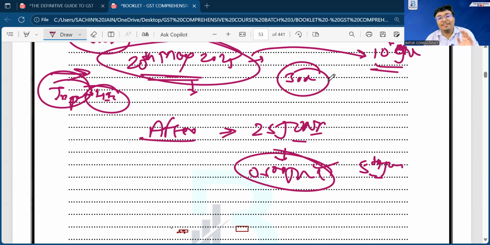Sir, how will ITC be available? ITC will be available from that day only. Sir, the supply which you have already made before taking the GST registration, and on that particular supply, the input goods which were with you, you have not claimed the ITC. Okay, so when you have not claimed the ITC, you have not paid the output tax. Now you are paying the output tax on your output supply. So whatever input goods are available with you in your inventory, you will be eligible to claim the input tax credit.